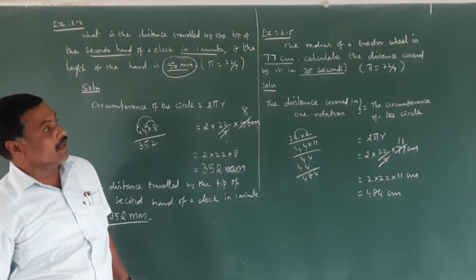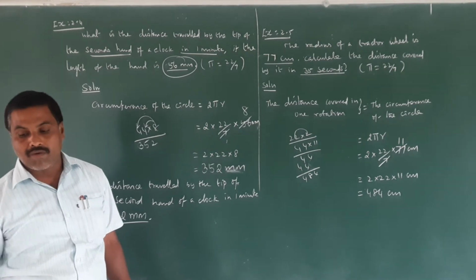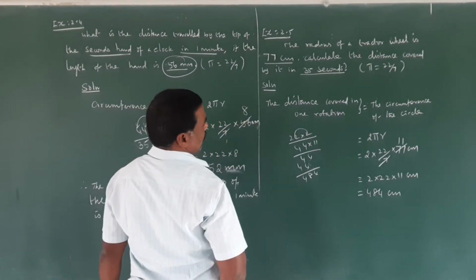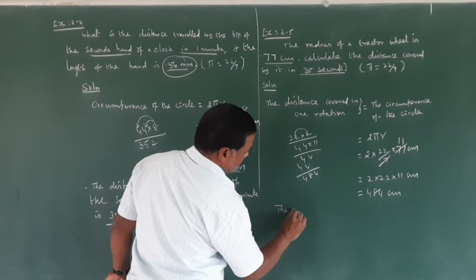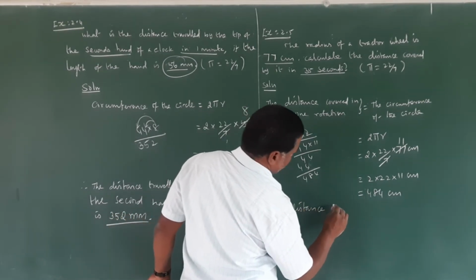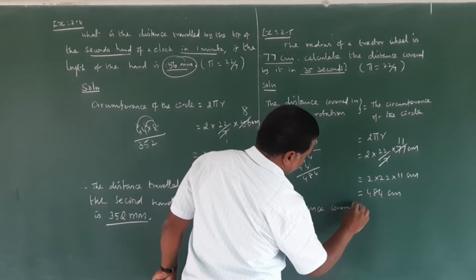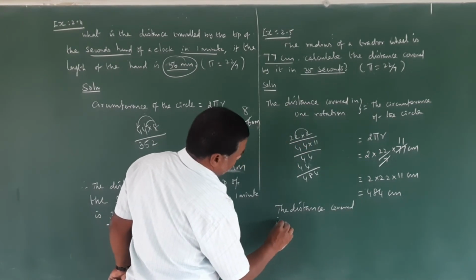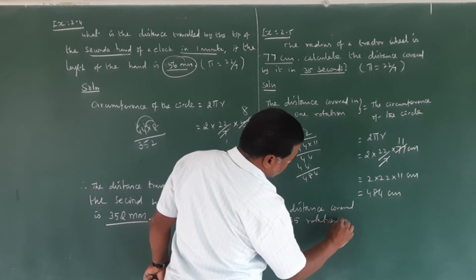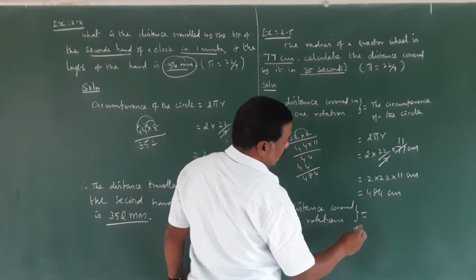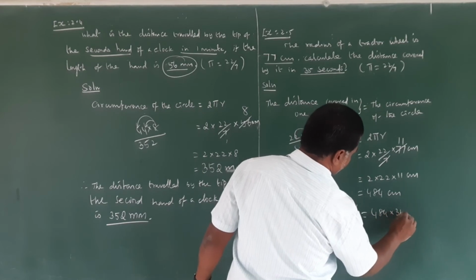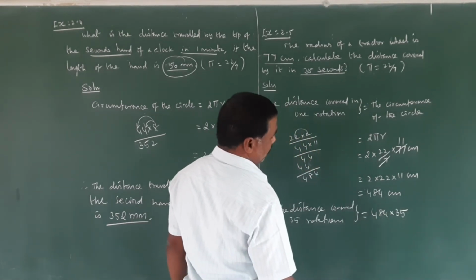Now, how many rotations? 35 rotations. Now, the distance covered in 35 rotations is equal to 484 into 35. You multiply.